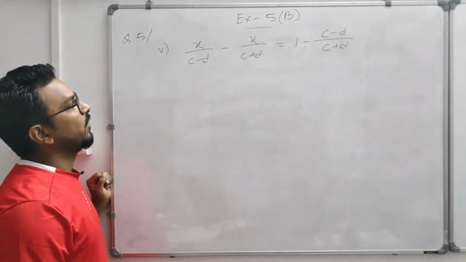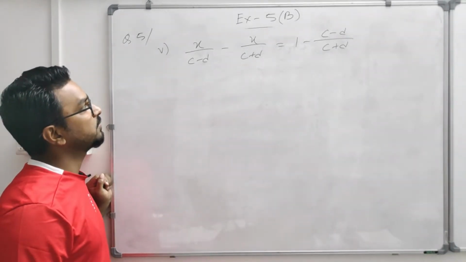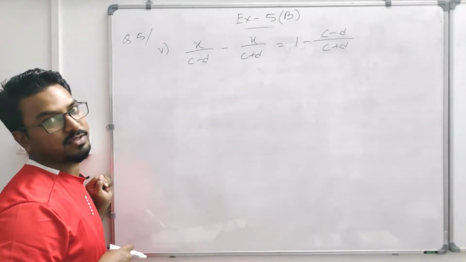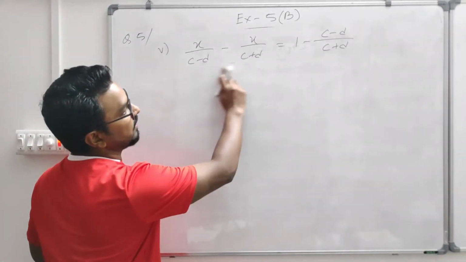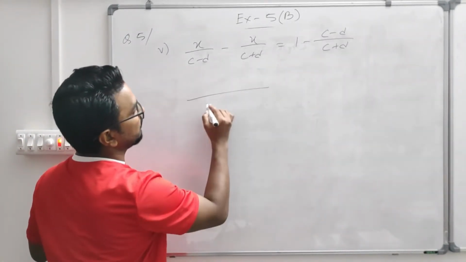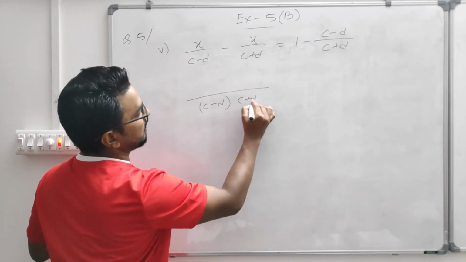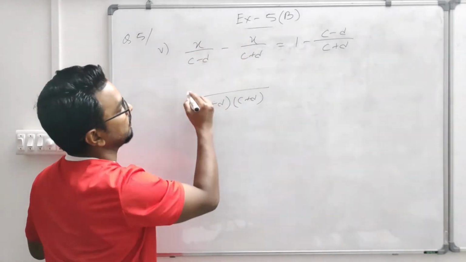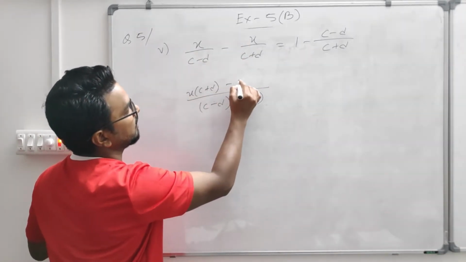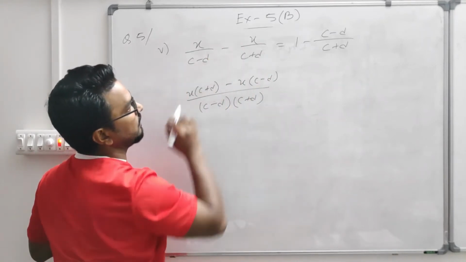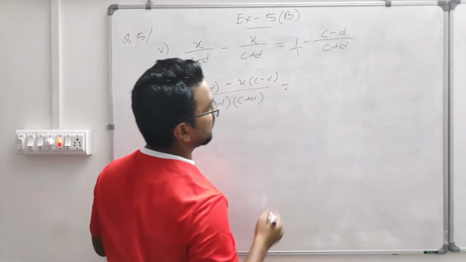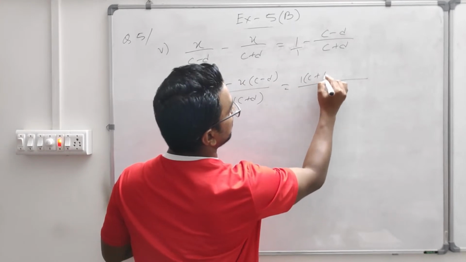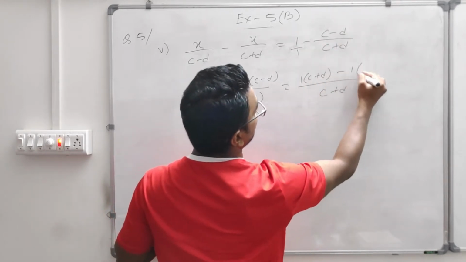Okay, so our next question is given: x by c minus d minus x by c plus d is equal to 1 minus c minus d by c plus d. So first we have to take the LCM here. Whenever you take the LCM, what do you do? c minus d, c plus d. For the numerator, we just cross multiply. So x into c plus d, and here minus x into c minus d. Similarly, in this case also it will be the same. LCM will be what? c plus d. So cross multiply with this, 1 into c plus d minus, if you cross multiply, you will get the same thing.